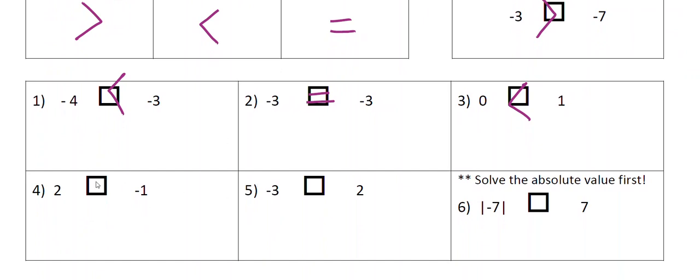So for this one, a positive 2 is greater than a negative 1. Same thing here, a positive 2 is greater than a negative 3. Now for number 6, it says solve the absolute value first. So this one in hiding is really 7. So these ones should be equal to each other, because the absolute value of negative 7 is positive 7.